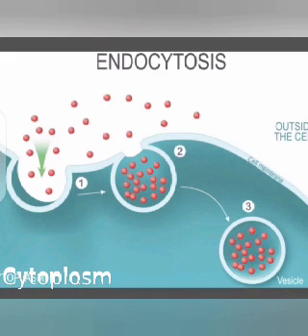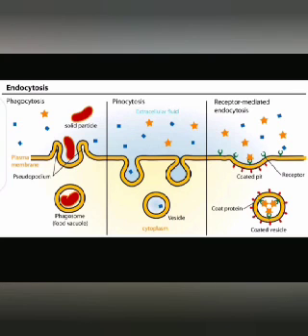Endocytosis is a transport in which a substance, be it solute or liquid, is captured from outside of the cell by engulfing it with its membrane and bringing it into the cell. Endocytosis is further subdivided into phagocytosis, pinocytosis, and receptor-mediated endocytosis.